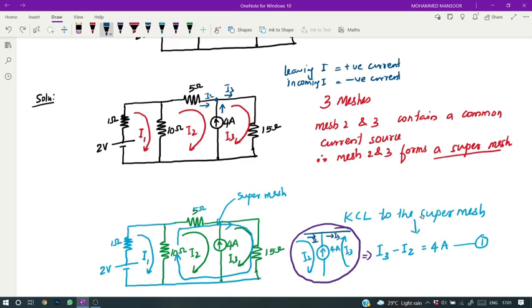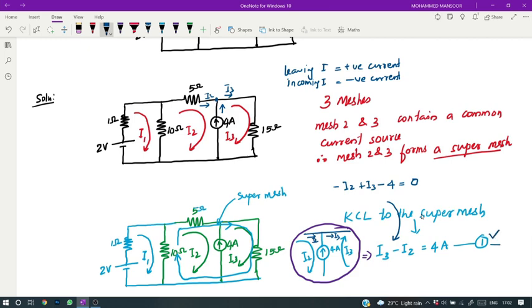So the leaving current from the node is taken as positive current, plus sign. Incoming current towards this junction or node is taken as negative current. So since I2 is coming towards this junction, it is an incoming current, so its sign is minus I2. And I3 is going away from the node, so it is positive. And this current 4 ampere is coming towards this junction, so it is minus 4. So the algebraic sum of currents meeting at a junction is 0. Simplifying, we can write this equation: I3 minus I2 is equal to 4 ampere. So this is your equation number 1.